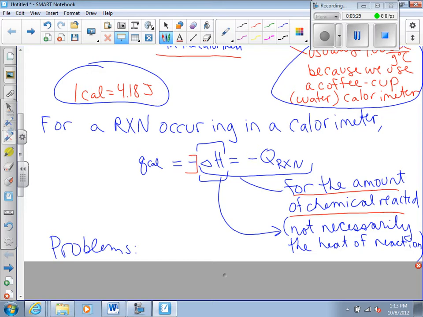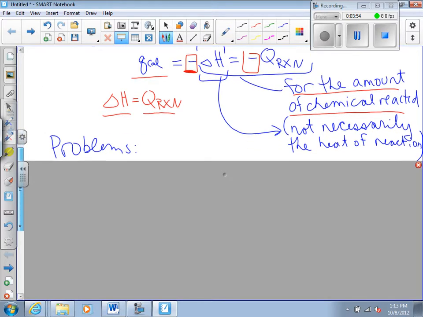Don't ever forget this negative sign right here. That's one of the most common errors. This delta H that I've written there is the same thing as the Q reaction. You can choose to write it either way, Q reaction or delta H. But the important piece is Q of the calorimeter is always equal and opposite to delta H for the amount reacted or Q of the reaction.